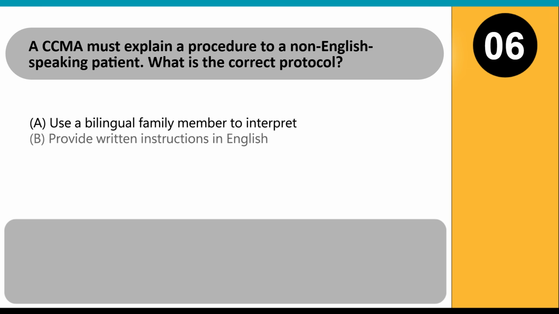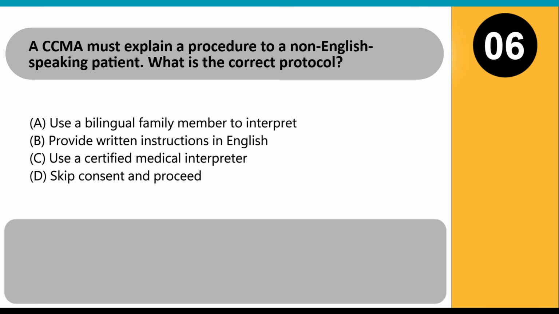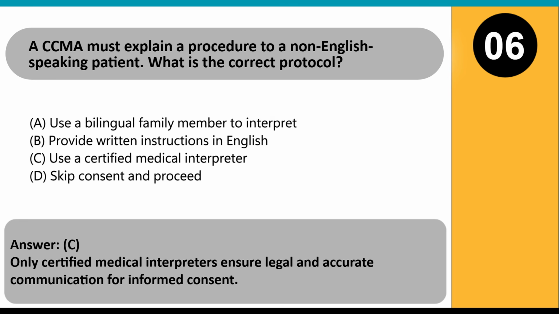A CCMA must explain a procedure to a non-English speaking patient. What is the correct protocol? A. Use a bilingual family member to interpret. B. Provide written instructions in English. C. Use a certified medical interpreter. D. Skip consent and proceed. Answer: C. Only certified medical interpreters ensure legal and accurate communication for informed consent.